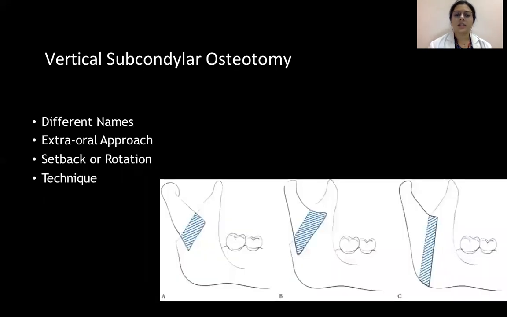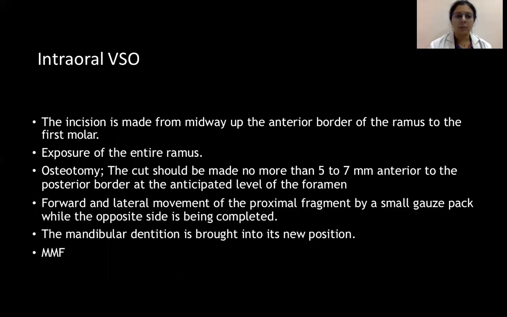Next is a vertical subcondylar osteotomy. There are different names which are used. It's an extraoral approach. It's a setback or a rotation technique. For intraoral VSO, the incision is made from midway up the anterior border of the ramus to the first molar, with exposure of the entire ramus.